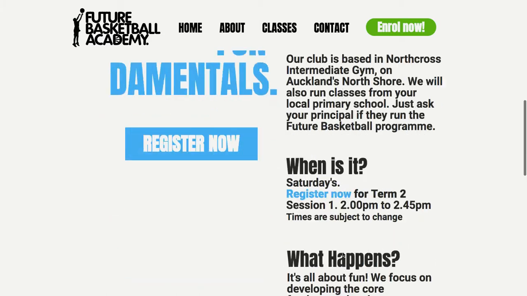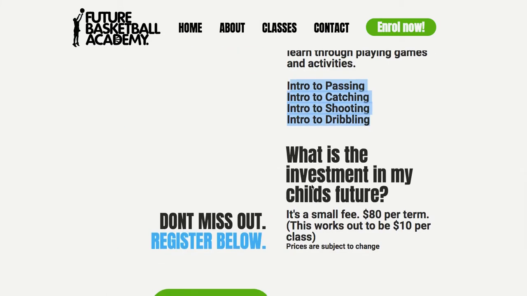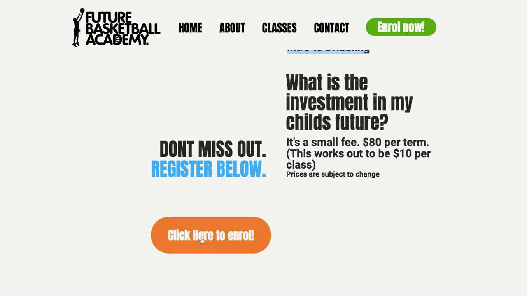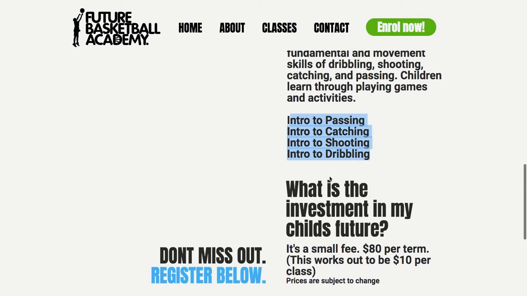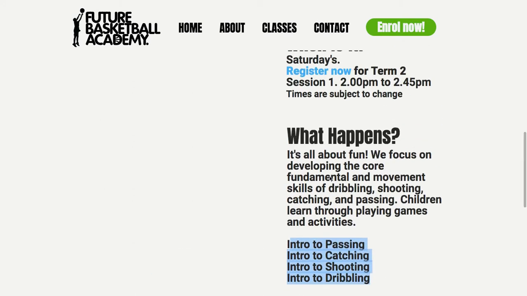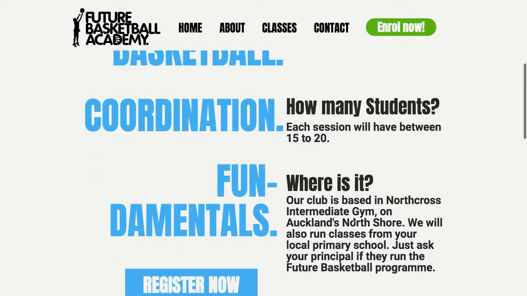Where is it? How many students are there in a class? When is it? What's the investment? How do I register? Click here to enroll. So right now as it stands, it's like 3 or 4 screenfuls of very big text. I think what I'd like to see is one screen here and then another screen that just says all the answers, enroll now, so I can figure it all out.